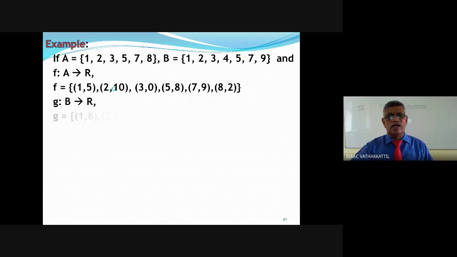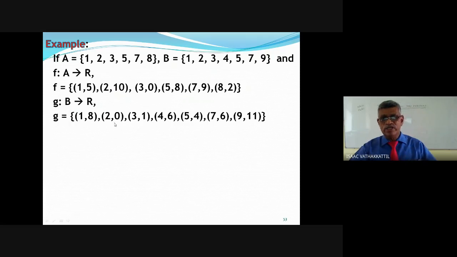G from B to R. G is equal to 1, 8, 2, 0. Remember, F is from A to R. A is the domain, codomain is R, not B. G is a function from B to R. Domain is B, codomain is R.